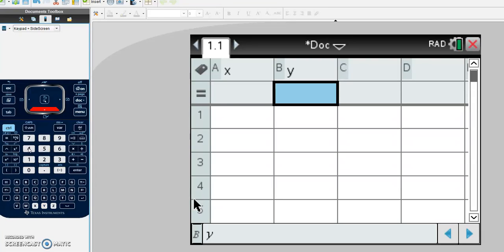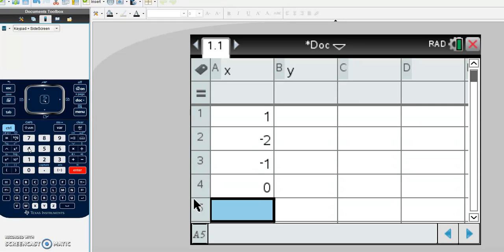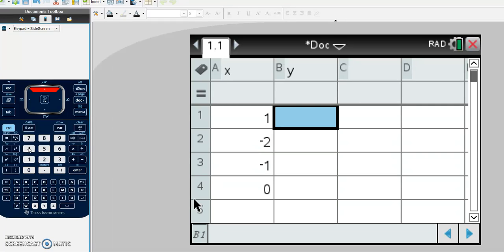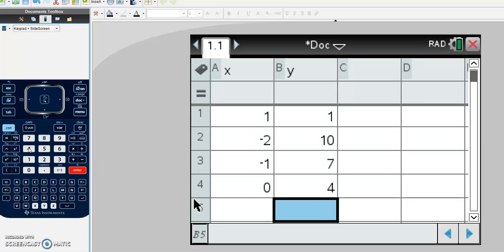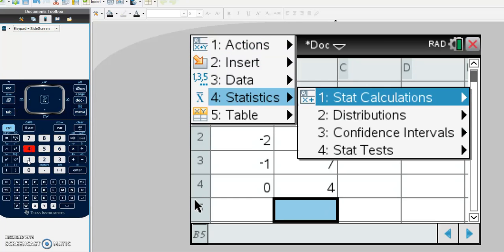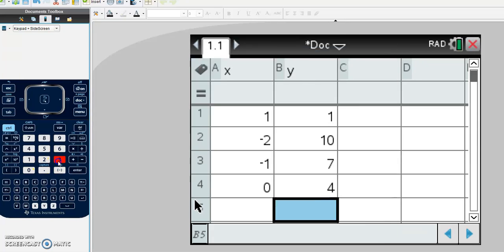So here's mine. My x values are going to be 1, negative 2, negative 1, and 0. And my y values are 1, 10, 7, 4. Oh, excuse me, 7, 4. There we go. All right, so then we're going to go to Menu, 4, 1, 3.